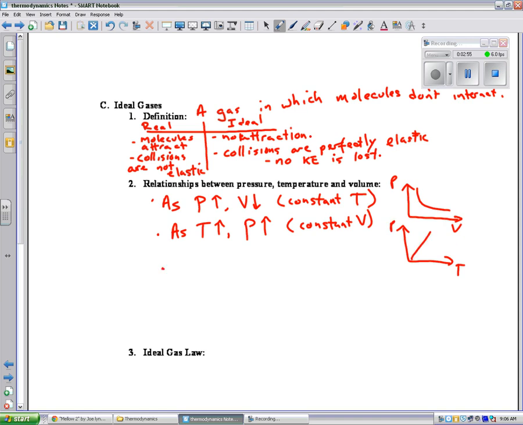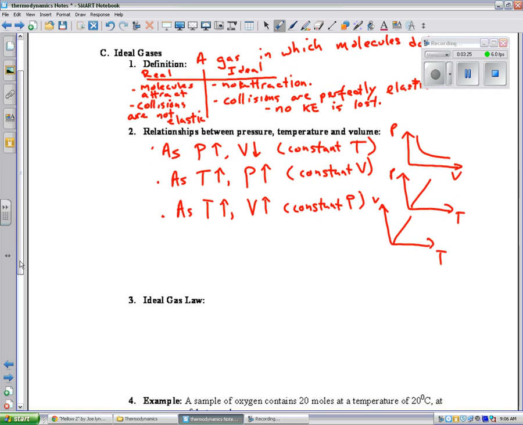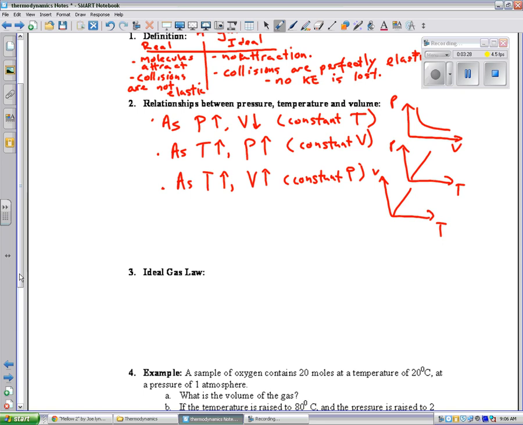And then the third one, as temperature goes up. If the container can change size, the molecules are going to move faster and spread out, so the volume goes up. This is assuming constant pressure. And that would look like this, temperature versus volume, going up like that as well. Now you don't have to memorize which one's Boyle's law and which one's Charles' law. In fact, I never remember, but you do need to know what's going to happen.